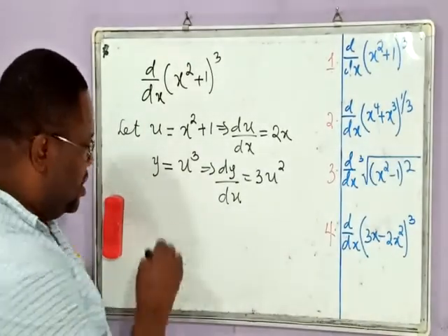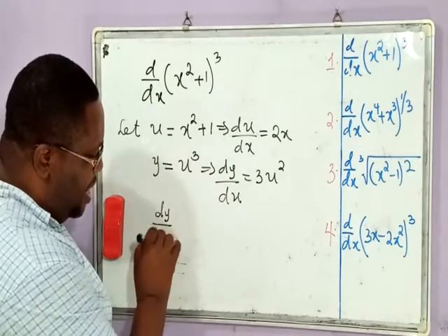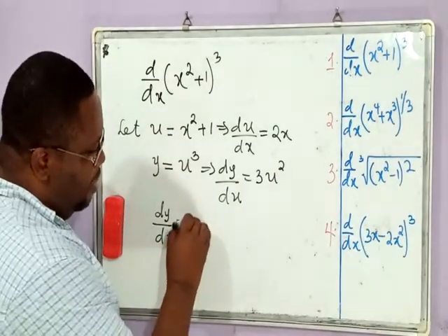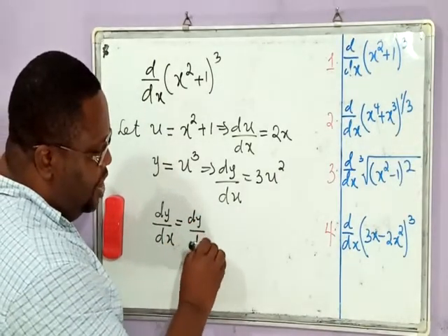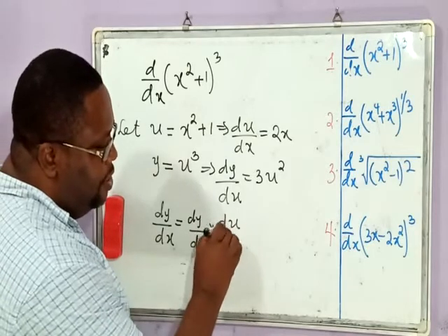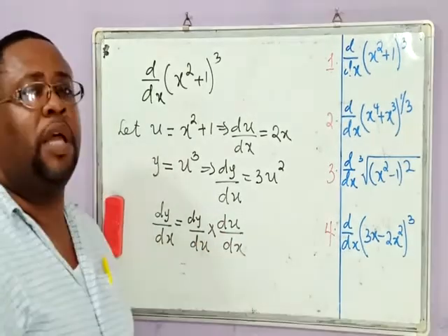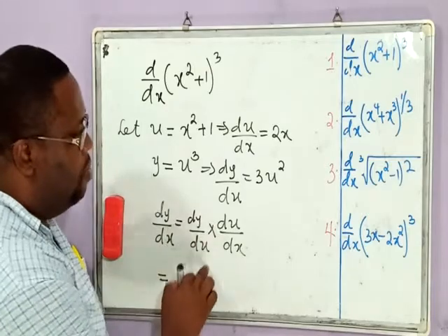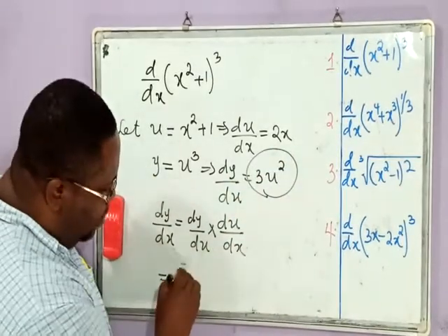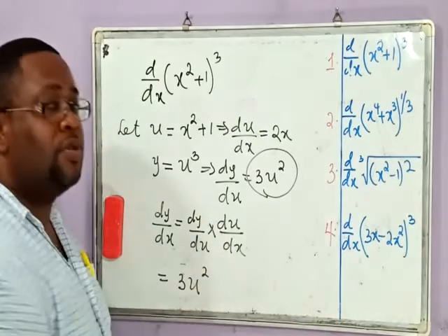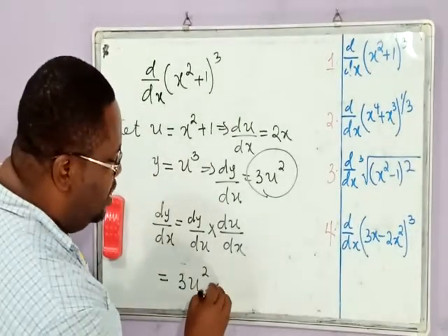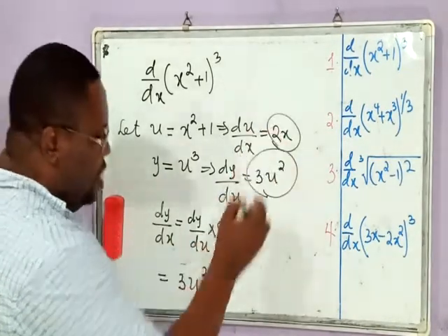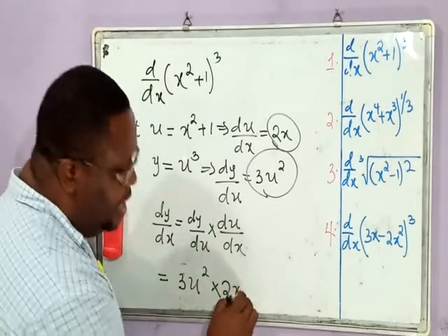The chain rule simply states that dy by dx is equal to dy by du multiplied by du by dx. Great. Now this becomes equal to, what is my dy by du? You can see it right here. We simply have 3u squared. Now all this is multiplied by, what is my du by dx? You can see du by dx here, which is simply 2x.